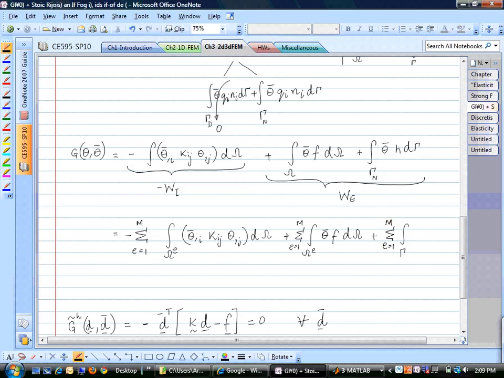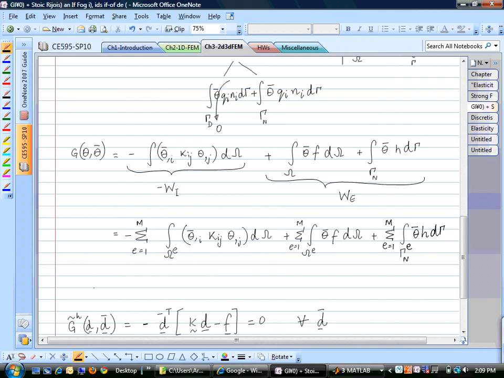So sum over all the elements, and for each element you pick out the portion of its boundary, if it is specified boundary or not, and then you take theta bar times the specified heat flux vector, and you integrate it over the boundary of that element.